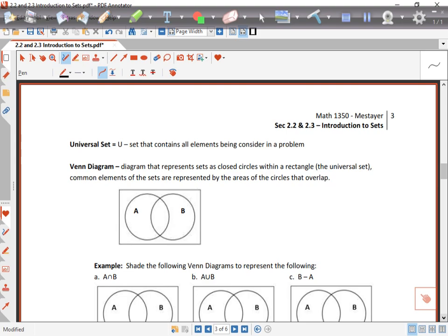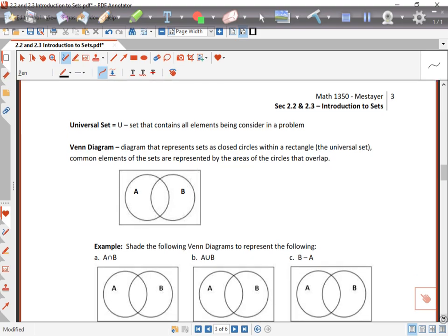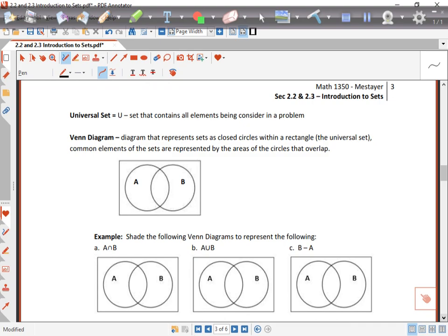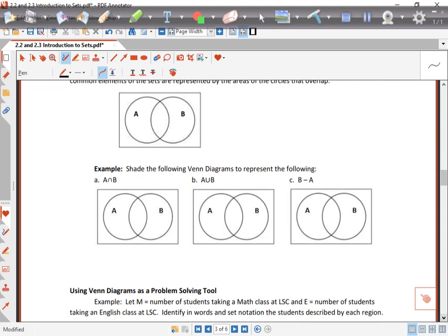Okay, so what we're going to do with this is color in these Venn diagrams here. We've got to remember our definitions. A intersect B: remember the word and, it was where they overlap, what they have in common. So A intersect B will be represented by just that area where they overlap.